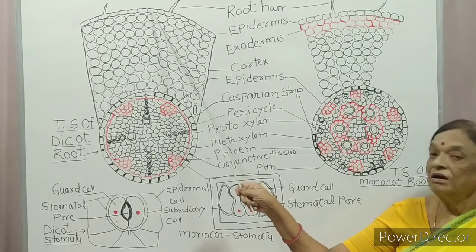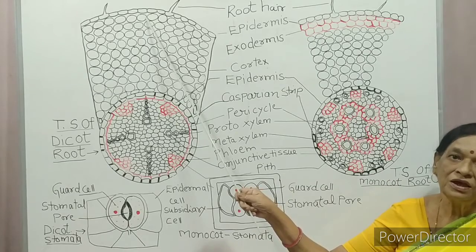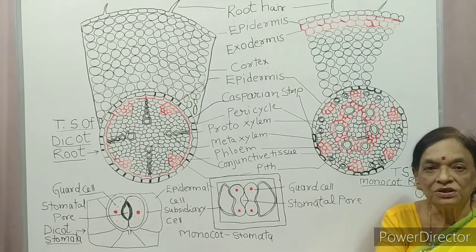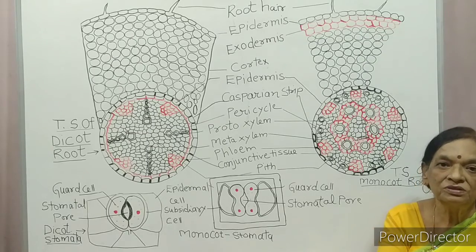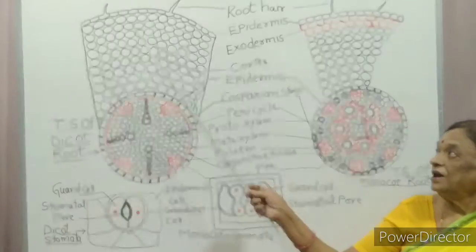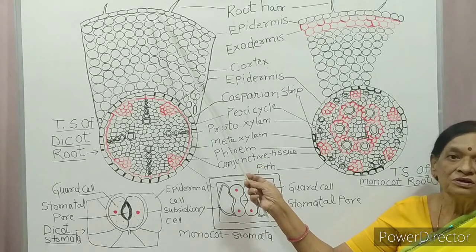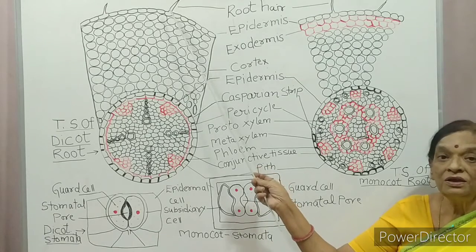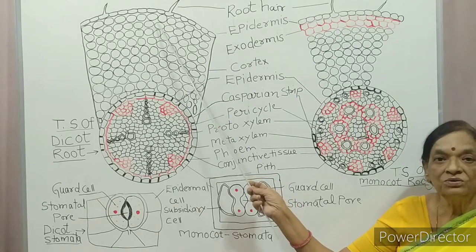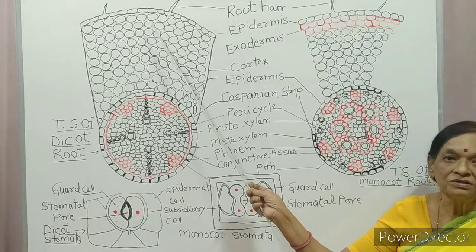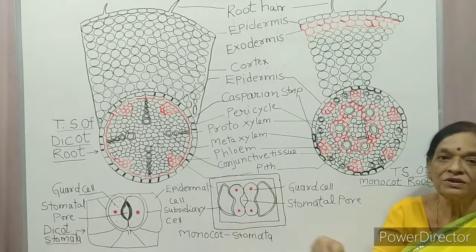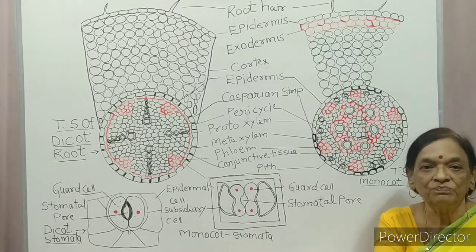Upper layer of root, stem and leaf is called epidermis. In root, it is also called piliferous layer. This epidermis has unicellular root hair in roots. Why are root hairs unicellular? So that they can absorb water easily. So root hairs are unicellular.